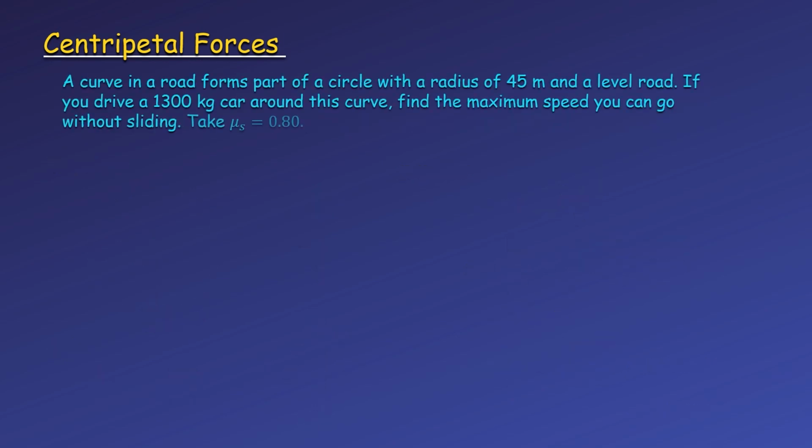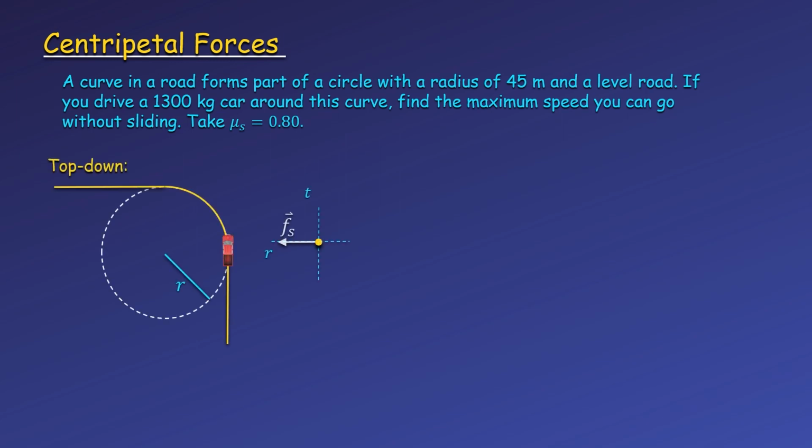Now let's look at another problem similar to our example earlier. We have a curve in a road that forms part of a circle with a radius of 45 meters. If you drive a 1,300 kilogram car around this curve, find the maximum speed you can go without sliding. Take the coefficient of static friction to be 0.8. Again, we'll draw a top-down and a side view. The top-down view shows the horizontal circle with its radius.